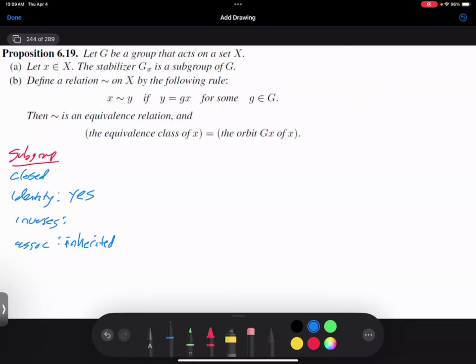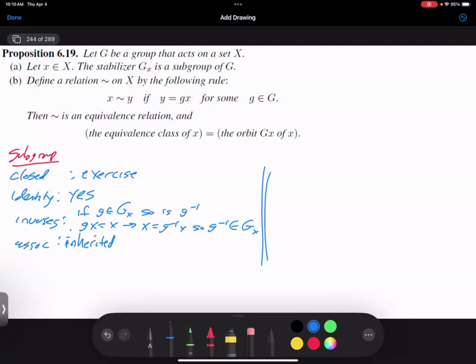What about inverses? Oh, I'm sorry, I'm doing the next part of the problem. We want to show if g is in the stabilizer, so is g inverse. But if g of x equals x, what does that imply? Multiply by the inverse, and so we get x equals g inverse of x. So g inverse is in the stabilizer. And I'll leave closure as an exercise. So the stabilizer is going to be a subgroup.